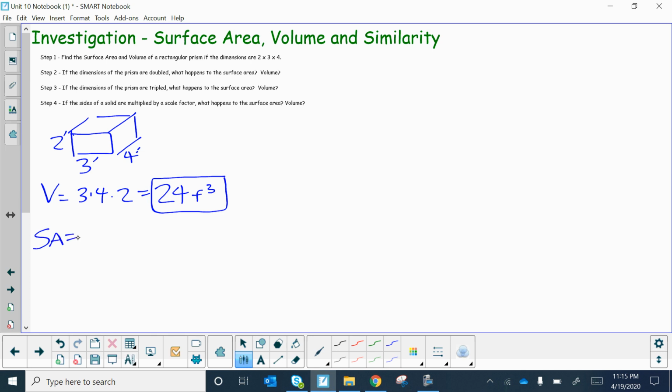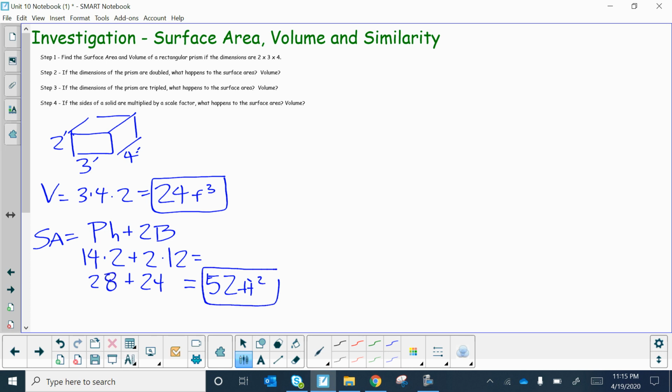So surface area, remember the formula is capital P times h plus 2 capital B. So perimeter of the base is 6 and 8, so that's 14 times the height, which is 2, plus 2 times area of the base, which is 12. So what does that equal? 28 plus 24. So 52 square feet. All right, so we did that.